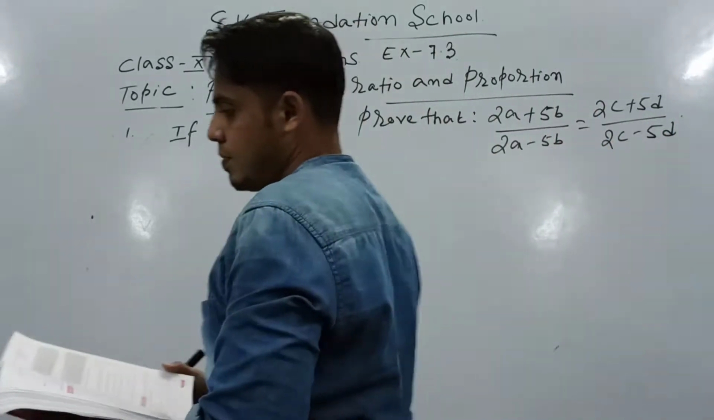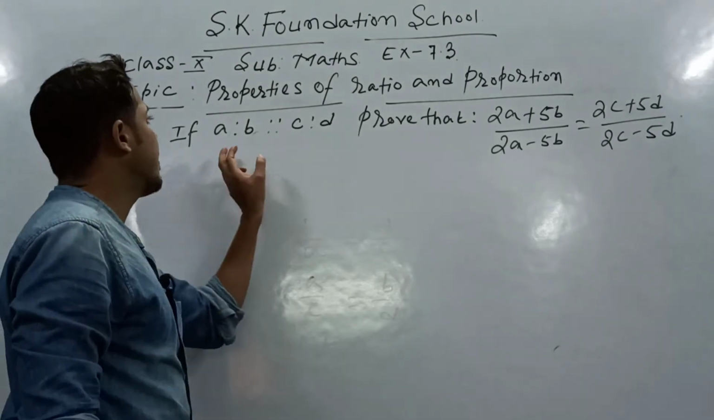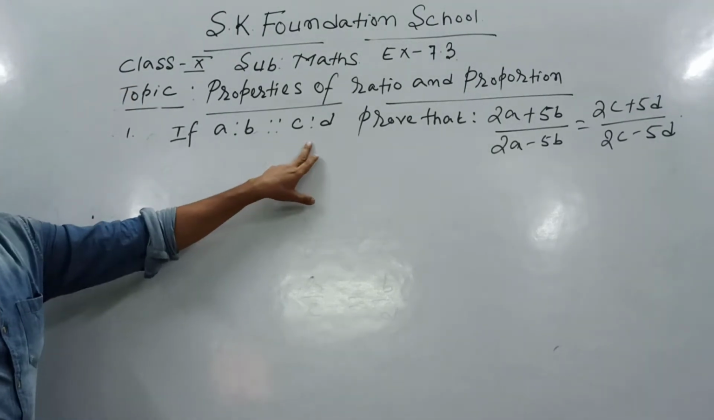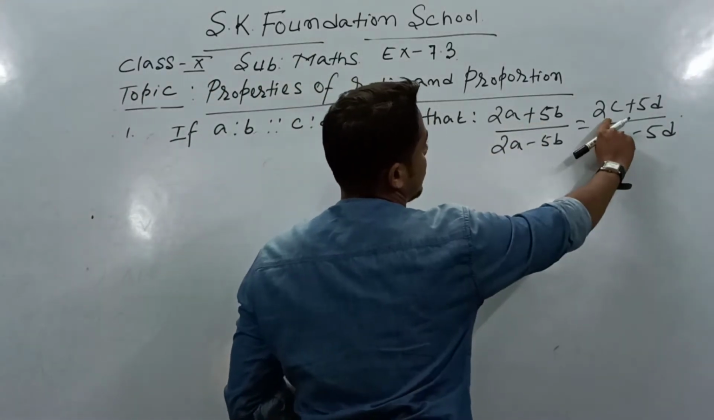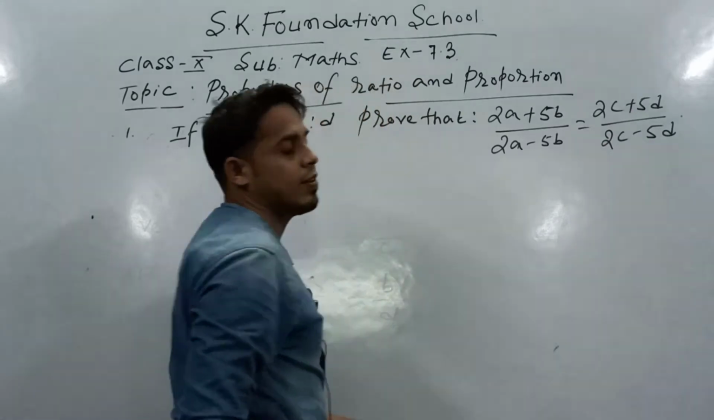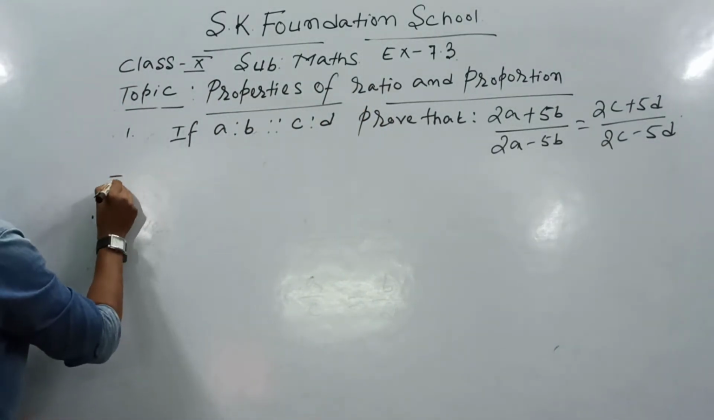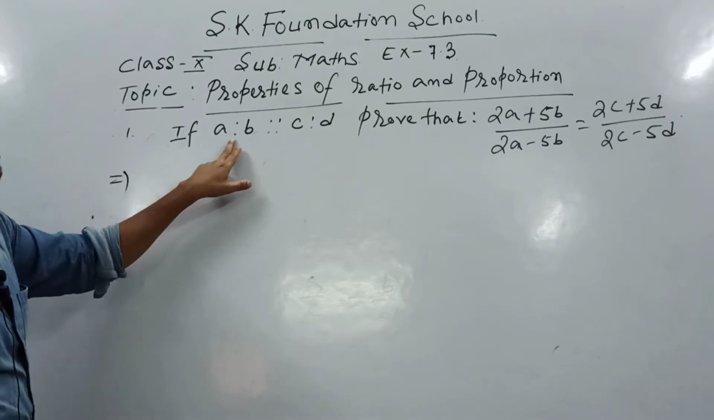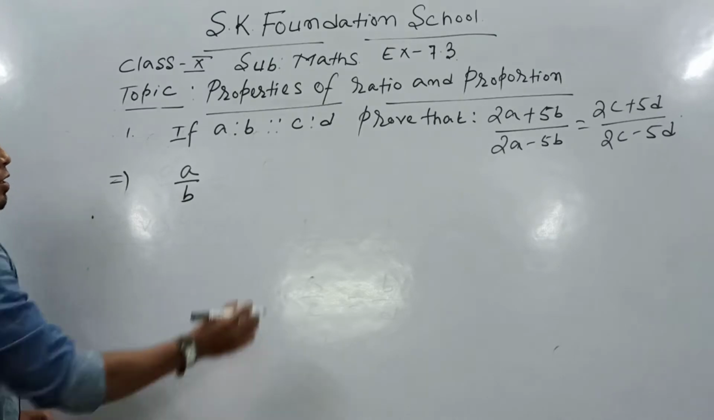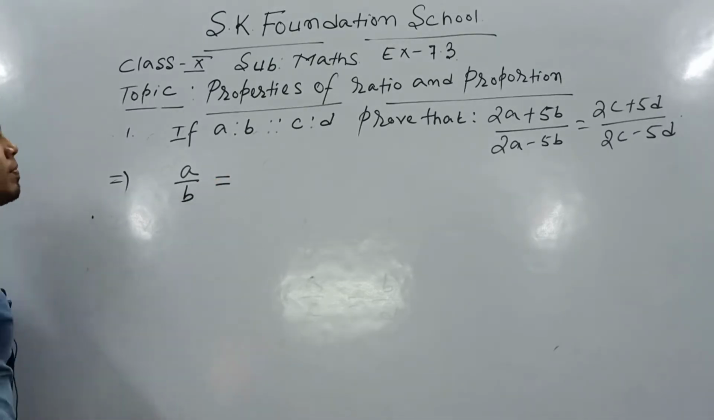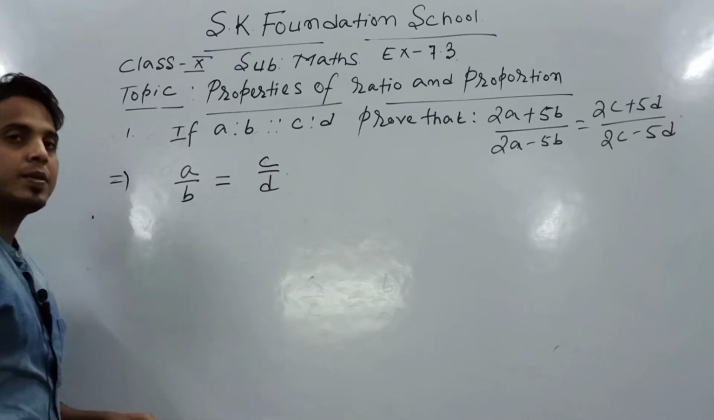Okay. This part is given. A is to B proportion C is to D. Prove that 2A plus 5B by 2A minus 5B equals 2C plus 5D by 2C minus 5D. Okay. So first, we are going to start from this side. It is given A is to B, that means A by B, right? Proportion now changes into equal form, and C is to D means C by D, right?